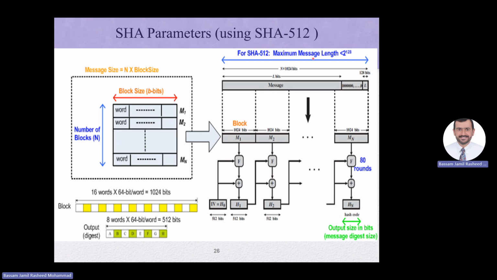If you look at this block here, we see that it consists of these blocks, and there are n of them, and every block is 1024 bits. If we examine how many words we have, assuming my word is 64-bit, then we have 16 words in every block. And the output of this algorithm is 512, which means it is 8 words times 64, assuming that the word is 64.